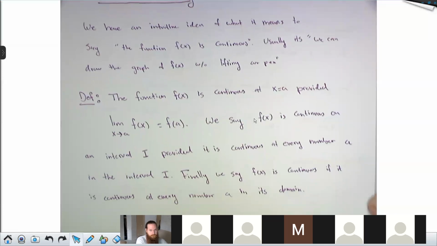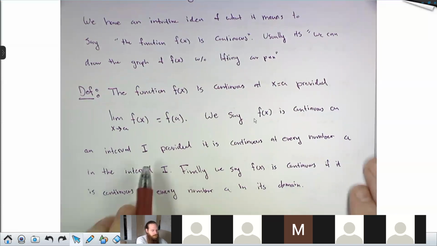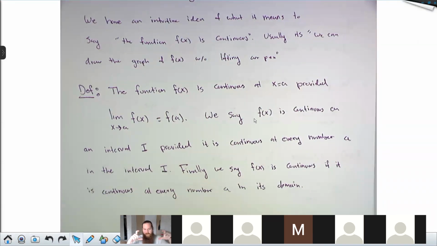Professor? Yeah. What is interval I? So I'm just using this as a stand-in for any interval, right? We know what an interval is, like an a to b interval. So I here could be a closed interval, an open interval, a half closed, half open interval, or the whole real line. We like to say f of x is continuous on the interval 0 to 5. What does that mean? Well, f of x is continuous on the interval 0 to 5, provided f of x is continuous at every number a on the interval 0 to 5. Does that make sense? Yep. So you can just replace this by any interval, and that is what it means to say f of x is continuous on that interval.